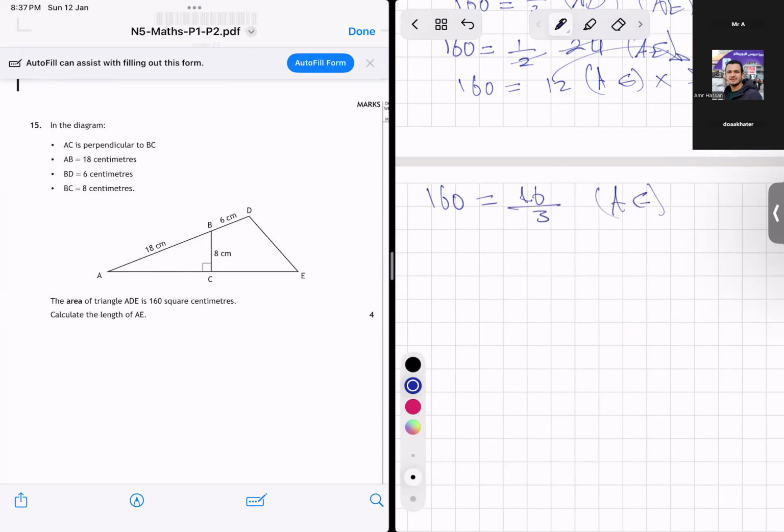If you need to get what AE stands for, you could use your calculator, just choose the cross multiplying, which is going to be 3 times 160 divided by 16, right? So this one's going to be 10. 160 divided by 16 is going to be 10, so AE is going to be 30. Did you get that? Or is it still hard?